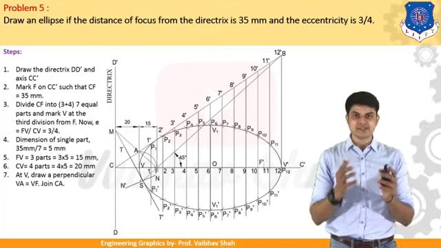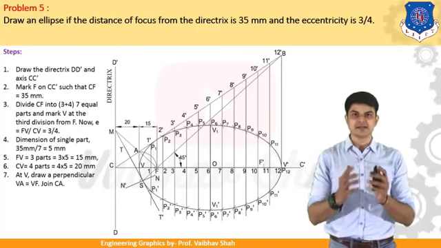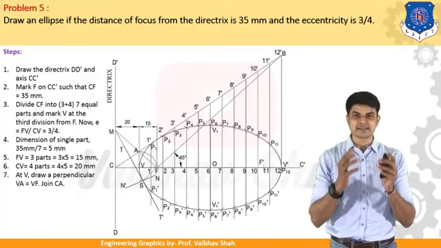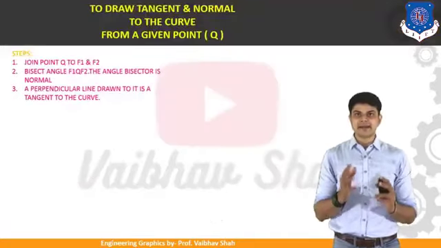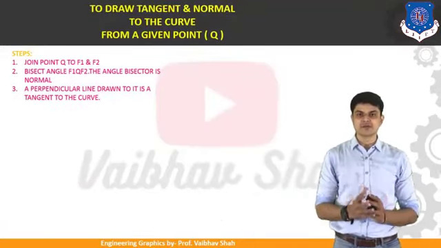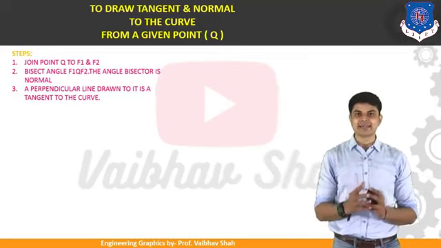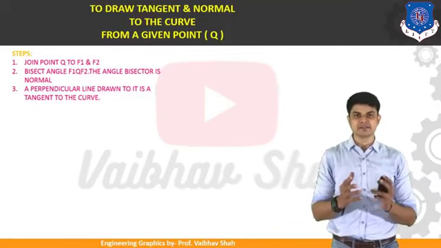Very easy. So these kinds of examples are usually asked in your examination. So you should practice this Directrix focus method because it is generally asked in your examination. So let us move ahead and now let us try to draw tangent and normal to the curve from a given point Q. So here we will be directly taking the ellipse, and you can draw the ellipse by any of the previously learned methods.